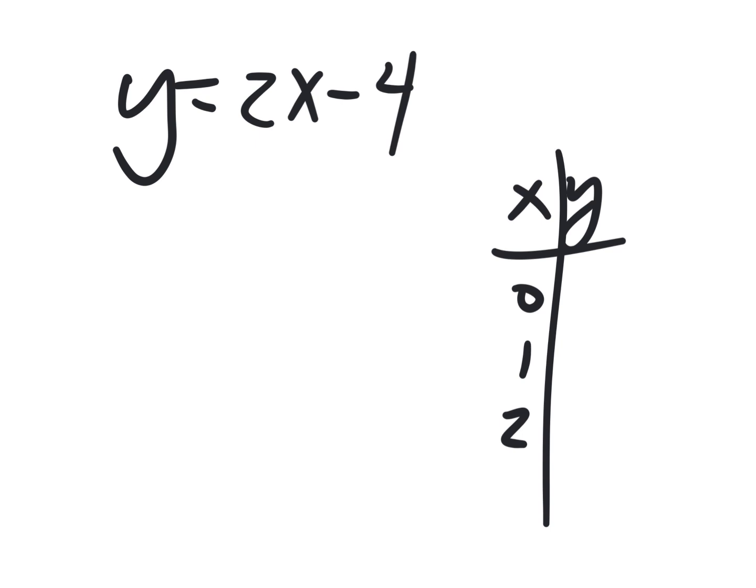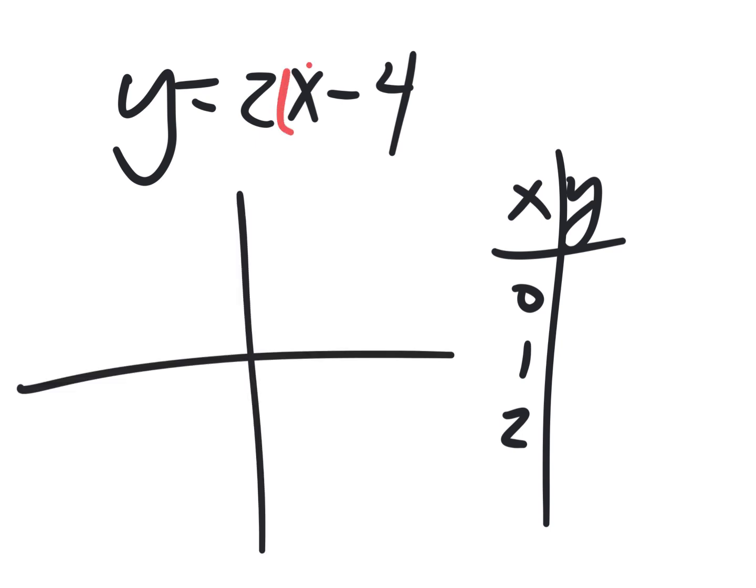All right. Everybody take a second and figure out what you get when you put in 0, when you put in 1, and when you put in 2. If x is 0, then I've got 2 times 0 is 0, minus 4 is negative 4. Put in a 1, I got 2 minus 4, negative 2. When I put in a 2, I have 4 minus 4 is 0. Cool. Then can you graph? 0, negative 4. 1, negative 2. 2, 0.